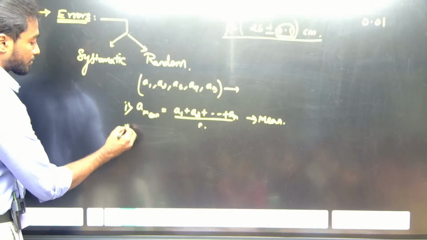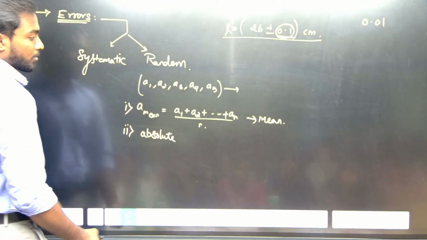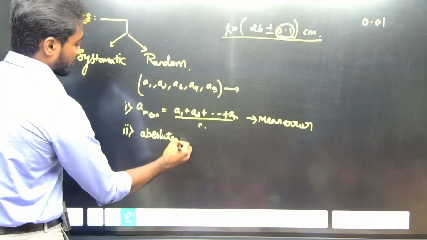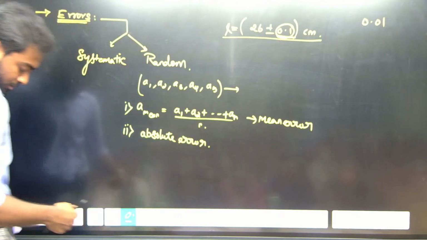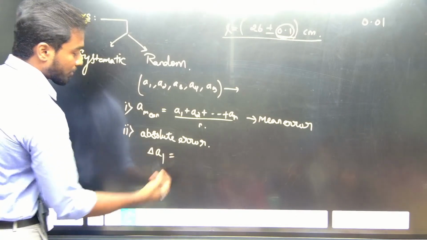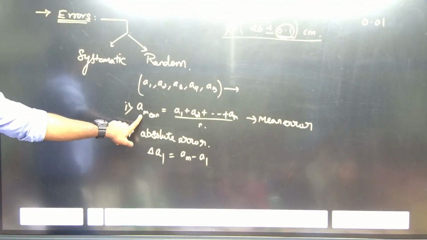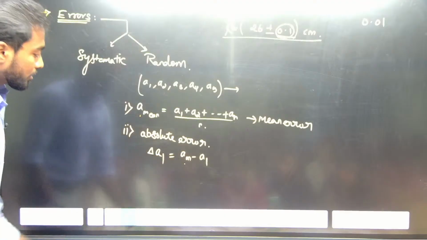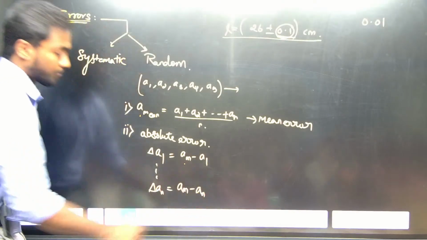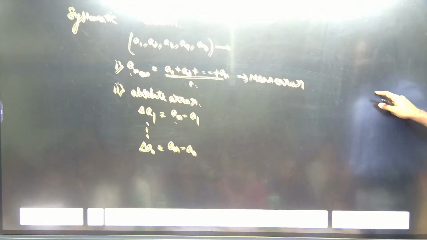The second step is the absolute error. Absolute error is delta A1, which is A mean minus A1. We have the A mean, so we take A mean minus A1, up to delta AN equals A mean minus AN. Please follow this step properly. After this, I'll give a problem and we'll do that.